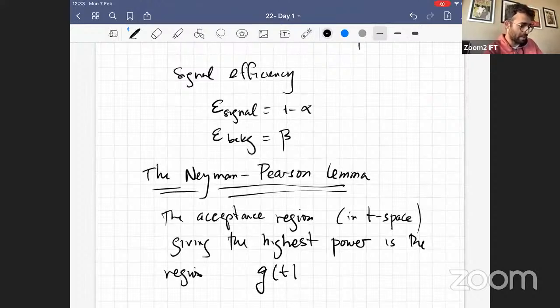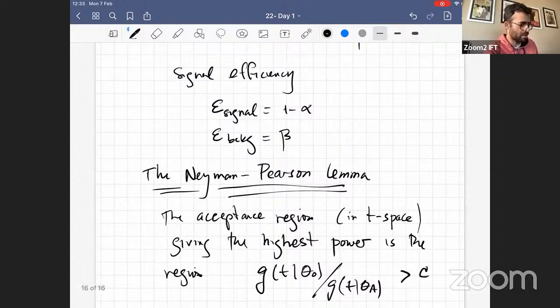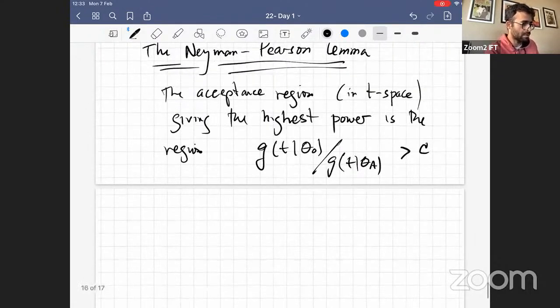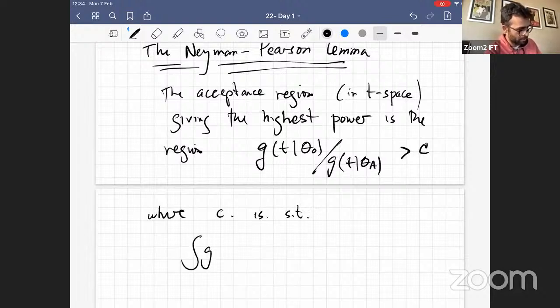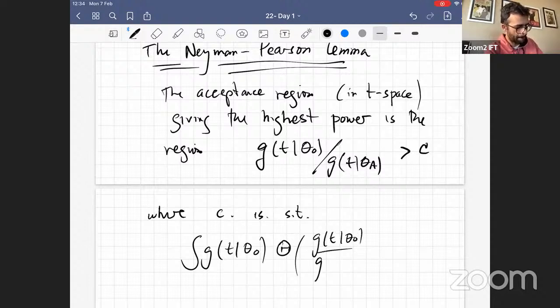The region where you have the PDF corresponding to the null hypothesis divided by the PDF of the alternative hypothesis, where this is larger than some number C, where C is such that the integral of this, and this is the Heaviside step function of this ratio minus C, this is equal to alpha.